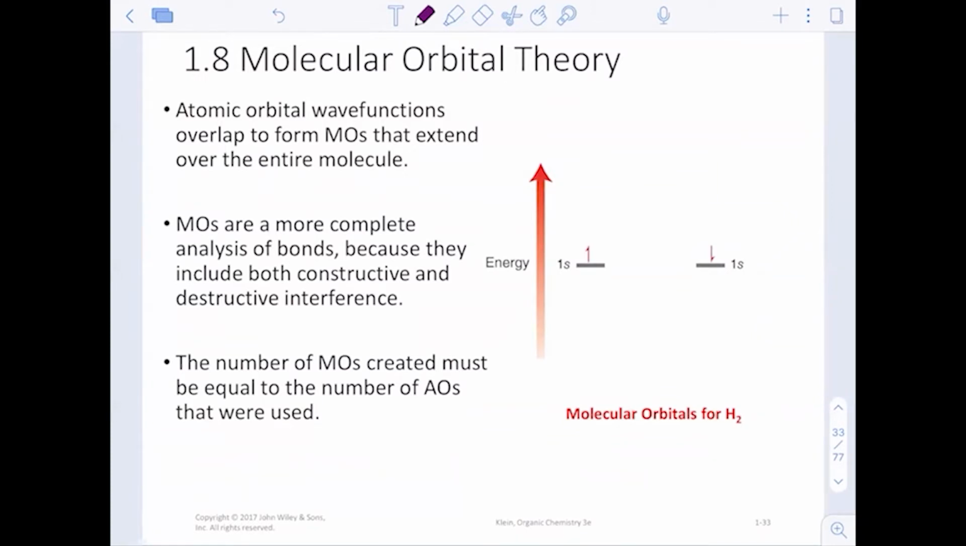If we take two atomic orbitals, I'm going to abbreviate those AOs, atomic orbitals. If you put two things together, you're going to get two things out. Bonding is always favorable, lower in energy. This is what we call a sigma bond or a bonding MO.